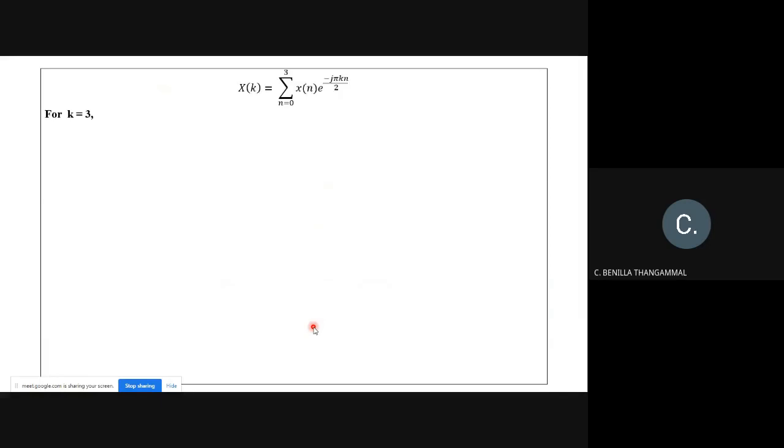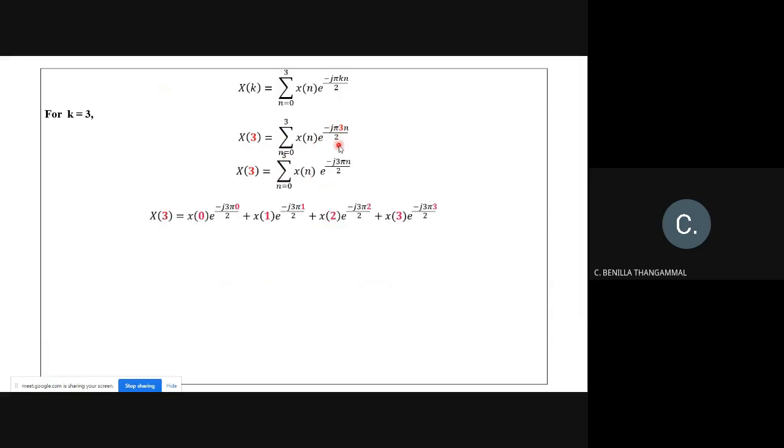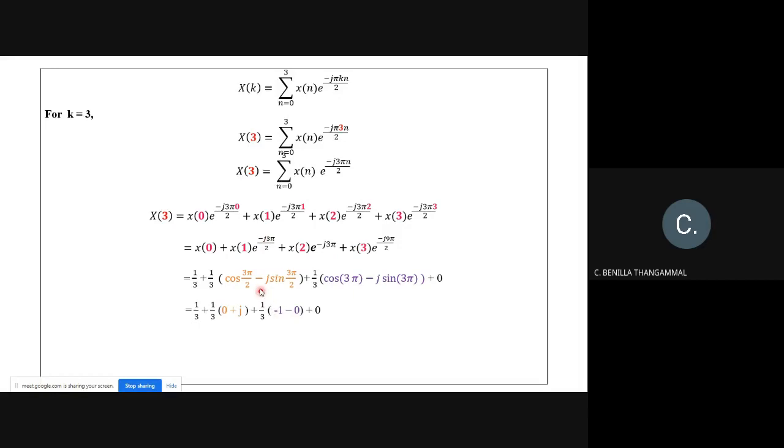The last value will be obtained by substituting your k value as 3. So x of 3 equal to summation n equal to 0 to 3 x of n e power minus j 3 pi n by 2. Again, I'll be expanding the summation, substituting n equal to 0, 1, 2, 3 here. Then I'll be writing e power minus j x as cos x minus j sin x here, and then cos 3 pi by 2. Here don't forget to put your bracket, cos open bracket 3 pi divided by 2 close bracket. So the value is going to be 0.